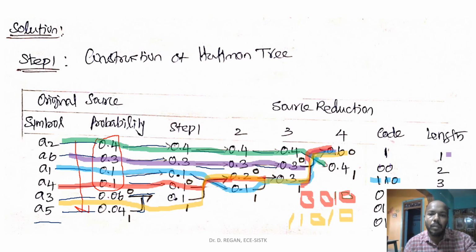In the same way we trace the code. Dear students, please kindly check it. Here one mistake is there: it is a 0. Okay, so it is a 0.